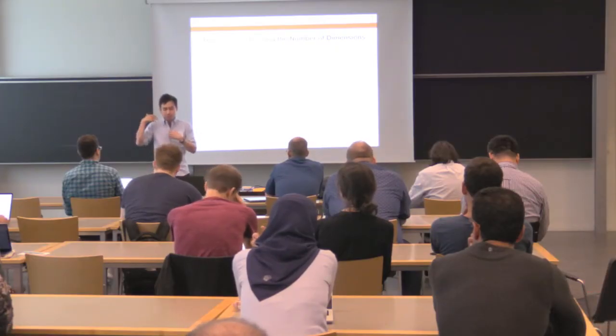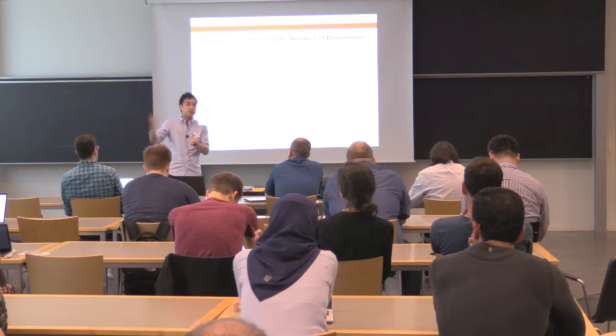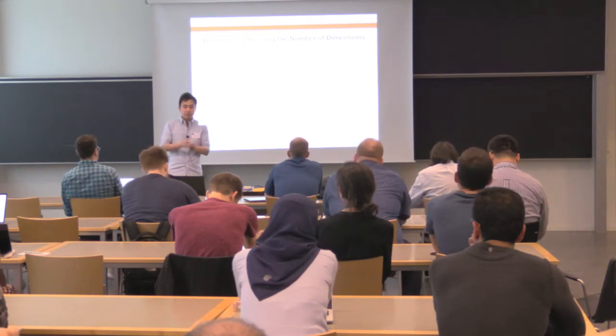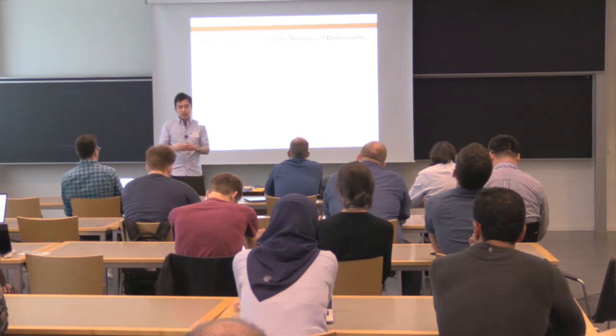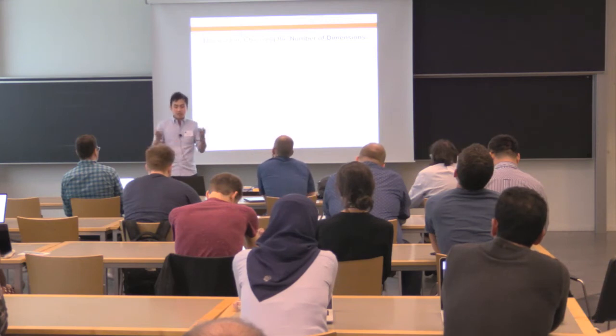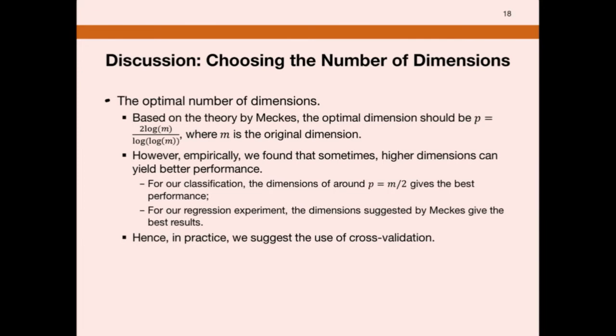our proposition would be that reducing to a lower dimension, you lose a lot of information as well. So there's a trade-off there. From our experiments, we found that in classification, using a number of dimensions around half of the original actually works best. Whereas in other experiments using regression, it turns out the number suggested by the theorem works best. So in practice, we suggest using cross-validation, a more reliable approach.